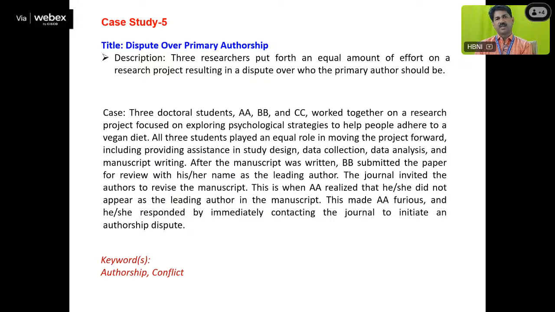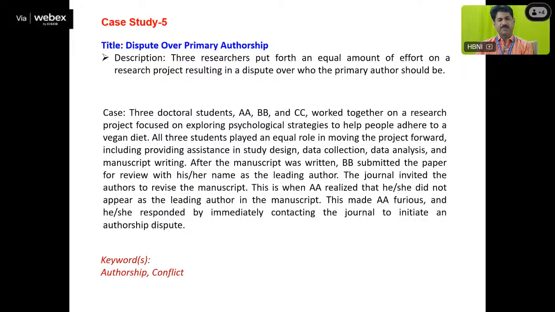On this particular project, all the 3 students worked together. All the 3 students played an equal role in moving the project forward, including providing assistance in study design, data collection, data analysis, and manuscript writing. In the last class, I mentioned that there are various stages of a research program. In this case, all the students were equally competent, and they equally played a role in every stage of the research program, from study design to data collection up to manuscript writing.